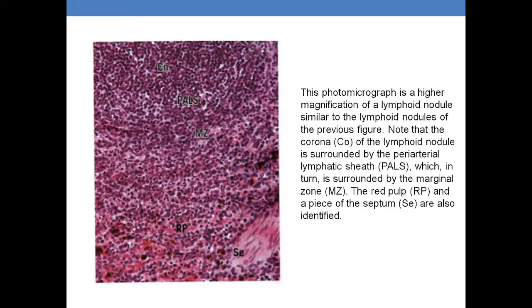This photograph is a high magnification of a lymphoid nodule similar to the lymphoid nodules of the previous figure. Note that the corona of the lymphoid nodule is surrounded by the periarterial lymphatic sheath, which in turn is surrounded by a marginal zone. The red pulp and a piece of the septum are also identified.